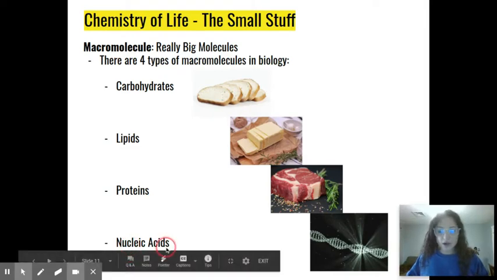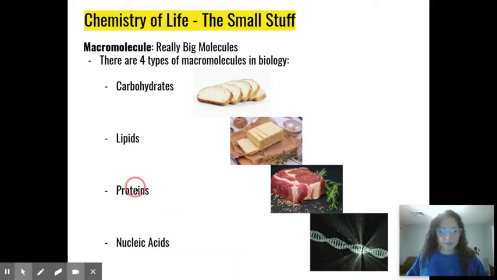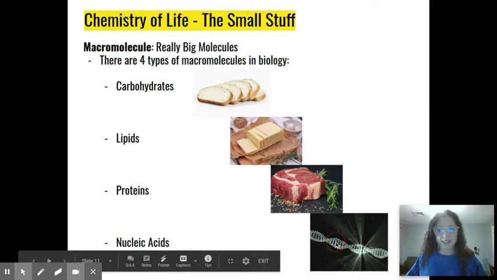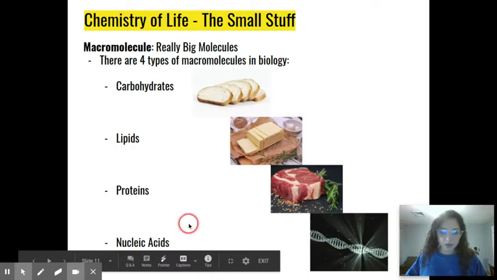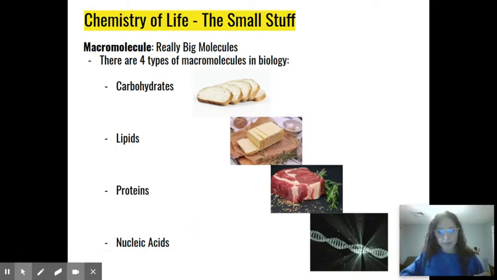Nucleic acids are also found in food. They are slightly different than the other 3 macromolecules, and that's why I'm not showing you a food picture necessarily for them. Over the next couple slides, we are going to be looking at each one of these macromolecules individually. Also, as a reminder, please make sure you have your vocab notebook out ready to go as we go through this presentation.